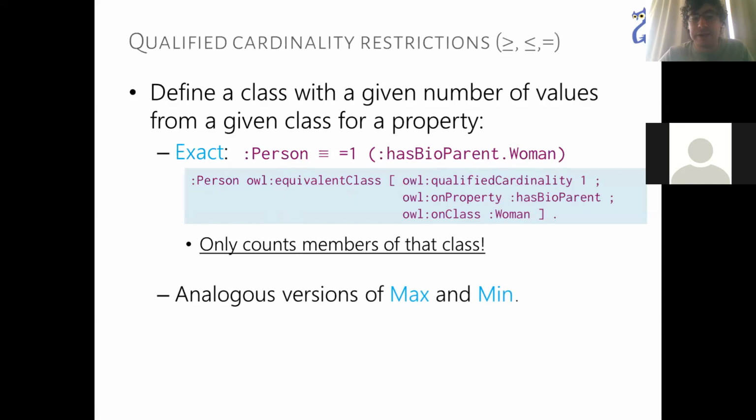There are analogous versions of max and min as well. For owl qualified cardinality, we can have owl max qualified cardinality, and we can have owl min qualified cardinality, for example. So these are the final features.